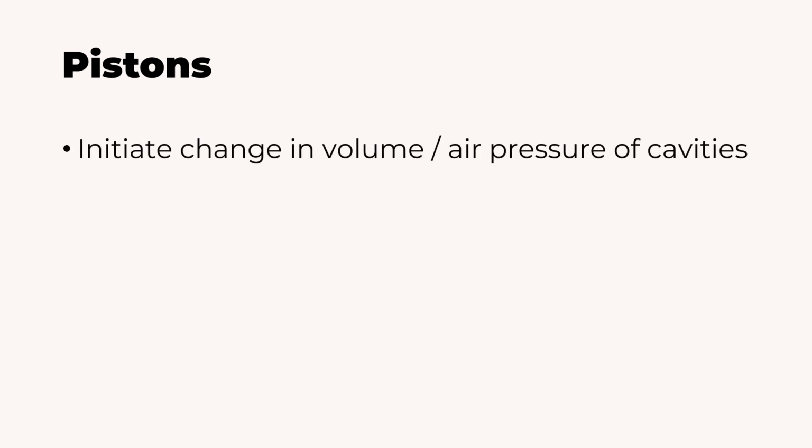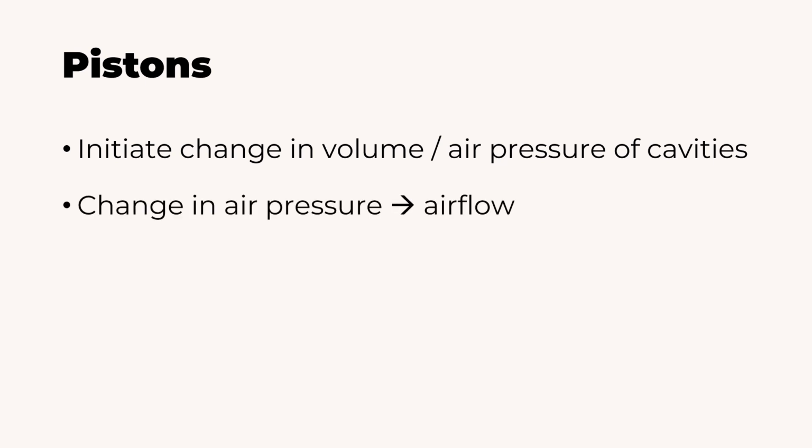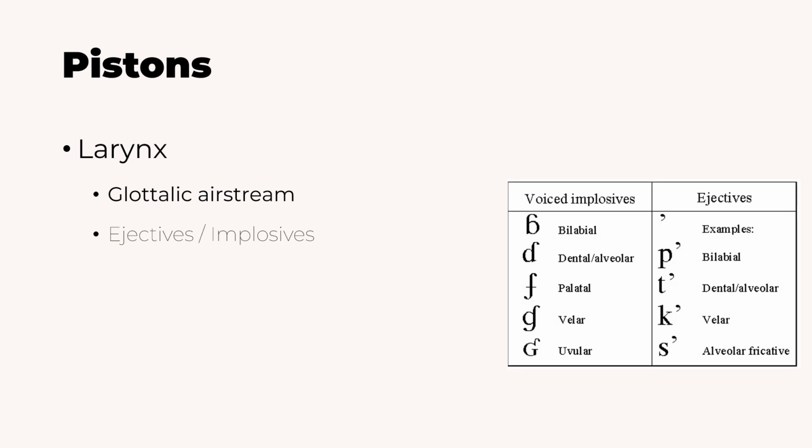Pistons are initiators, and they initiate a change in the volume or air pressure of the cavity. Important to understand is that a change in air pressure between two connected cavities leads to airflow between the cavities. Airflow is needed to create sound. In the articulatory system there are three pistons present. First, there is the larynx, creating a glottalic airstream via vertical movement of the larynx with a closed glottis. It is used for ejectives and implosives.